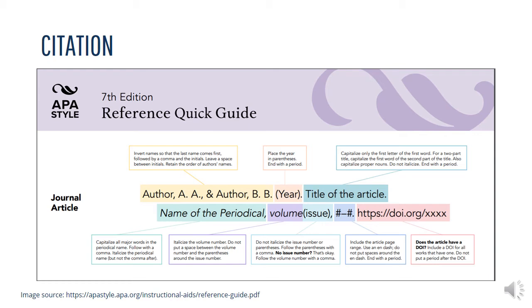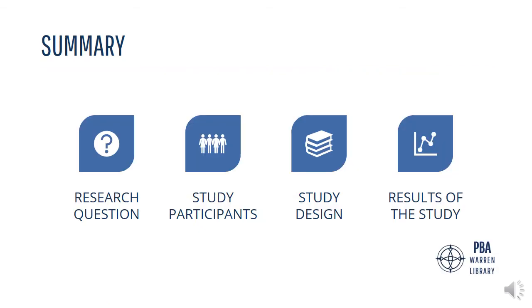The next part of your annotation will be a summary. Because this video is focusing on scientifically based empirical research studies, summaries of these type of studies will answer questions about the research question, the study participants, study design, and results of the study. In your summary, you should be giving a quick synopsis of these aspects of the article you're reading.